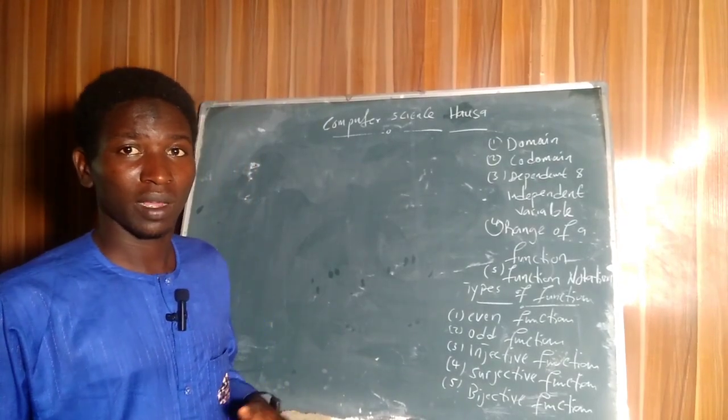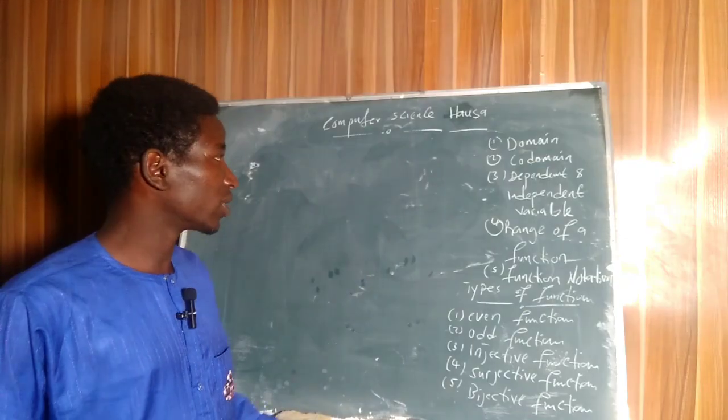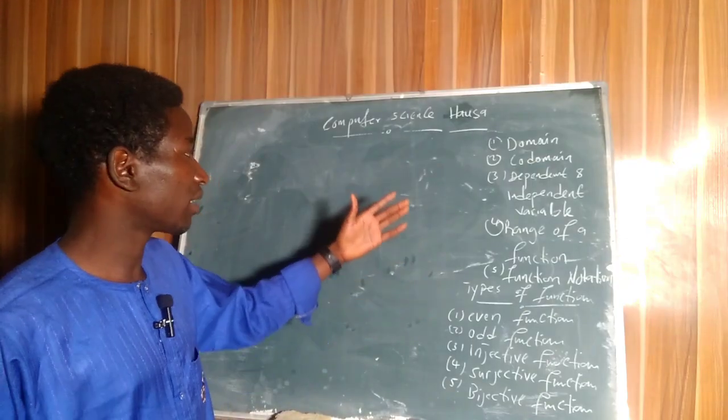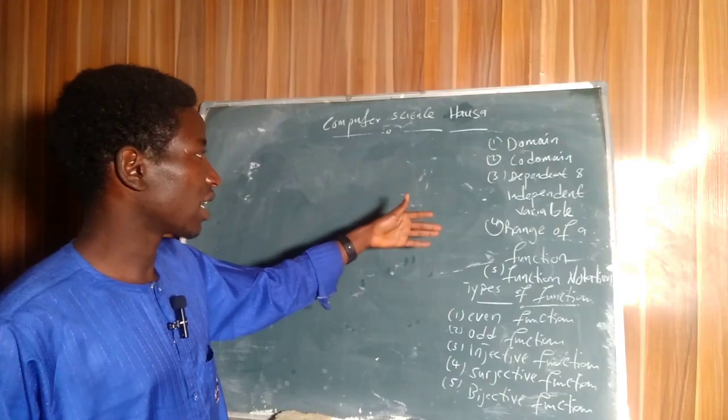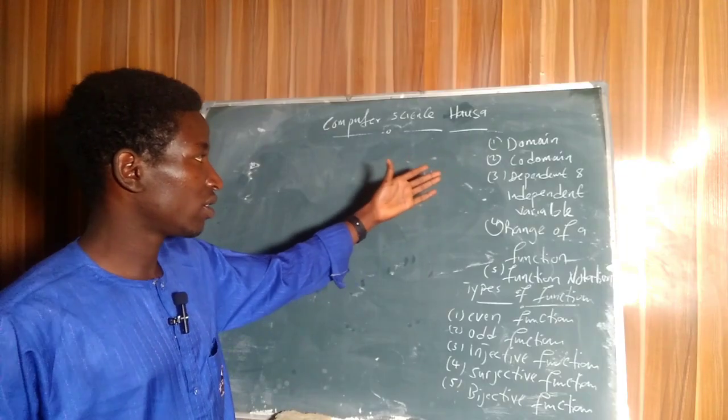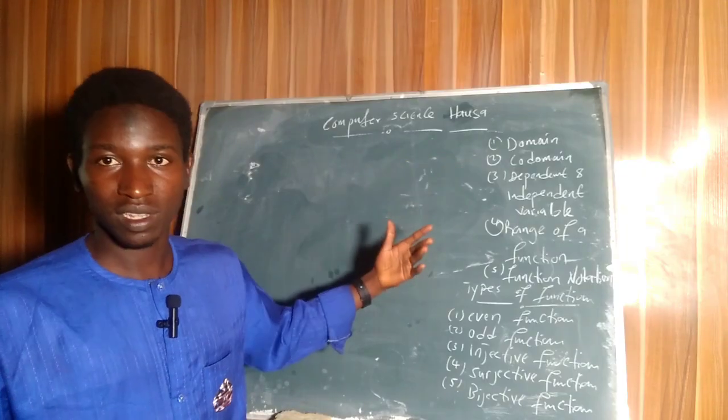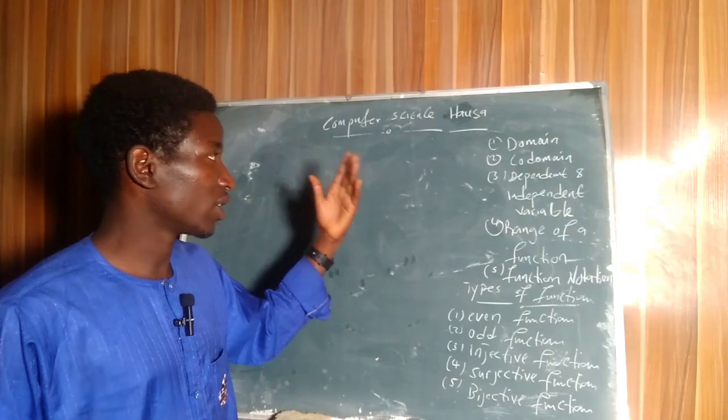A yau za mu yi magana akan waɗannan abubuwan da kuka ga mun rubuta. A wancan class ɗin an tsaya akan magana akan menene codomain. A wannan class ɗin za a ci gaba daga inda aka tsaya. Za mu ji menene domain, menene codomain. Already mun ma riga mun san menene domain, mun riga mun san menene codomain.